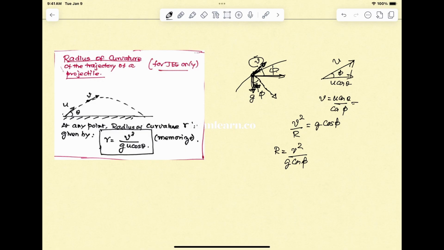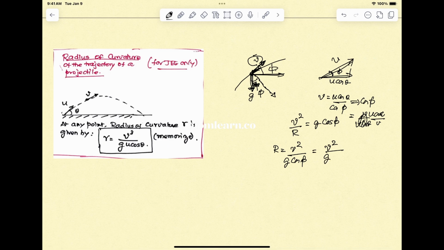What is cos phi from here? Cos phi is given by u cos theta by v. Therefore we replace cos phi by u cos theta by v. Sorry, cos phi is u cos theta divided by v. Therefore, v squared divided by g into u cos theta by v. Therefore, it becomes v cube. Ultimately, we have this relation.